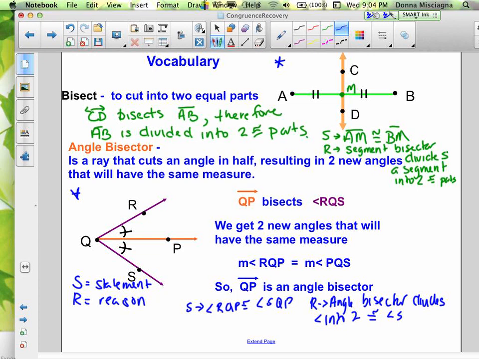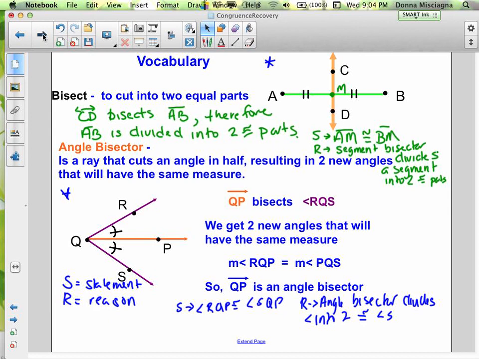So here, a little help with statements and reasons. The statement is angle RQP is congruent to angle SQP. The reason that we can say that: an angle bisector divides an angle into two congruent angles. A good little review on bisectors because it's going to come up in this lesson. If this is tricky for you, just pause the tape and write those down, and then you'll have them in your notes to refer to, and you won't miss these problems. Angle bisector will come up quite a bit in these problems.